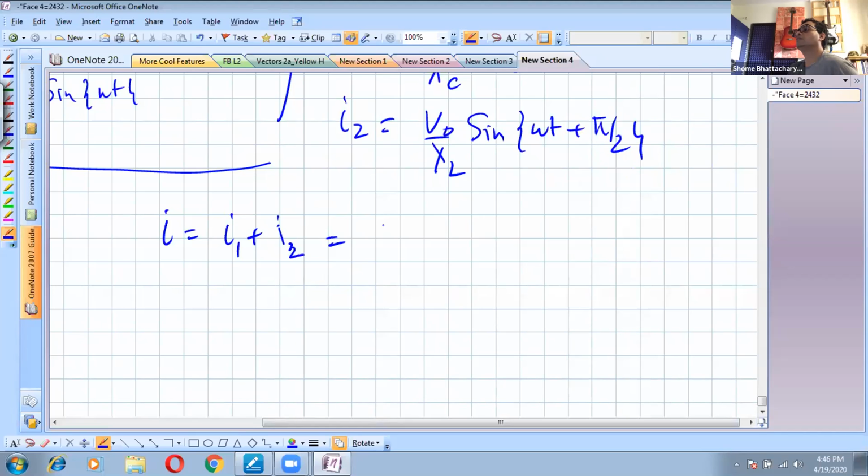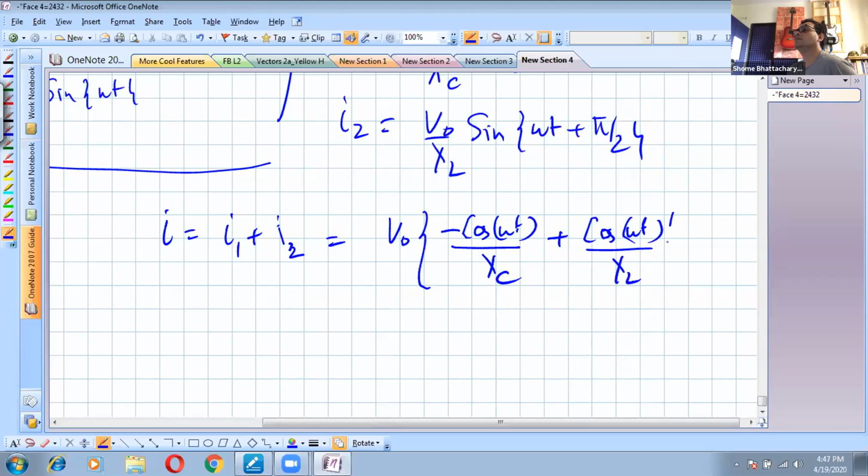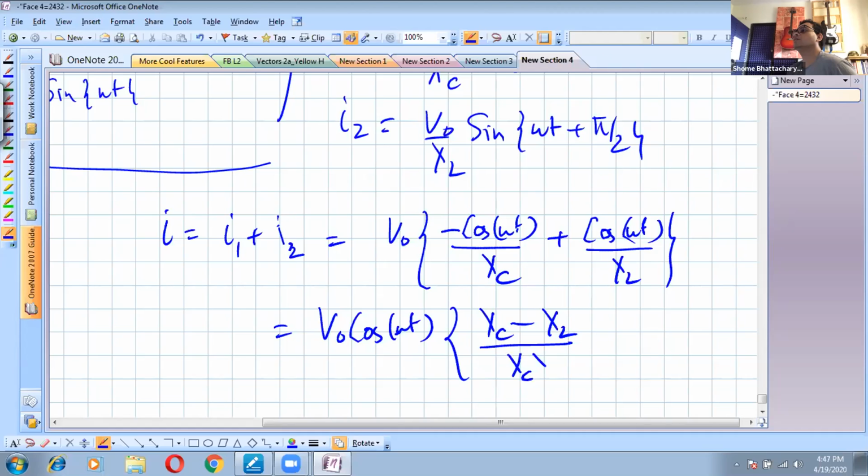So it is V naught into minus cos omega t divided by XC plus cos omega t divided by XL. So it is V naught cos omega t into (XC minus XL) divided by (XC into XL). So this is the current.